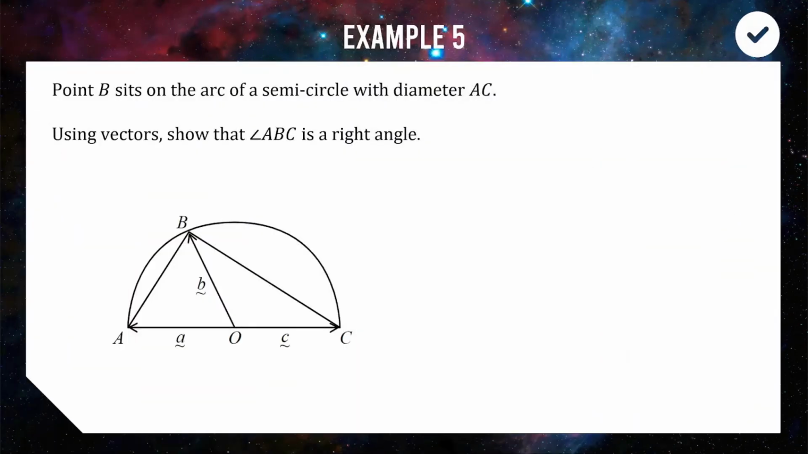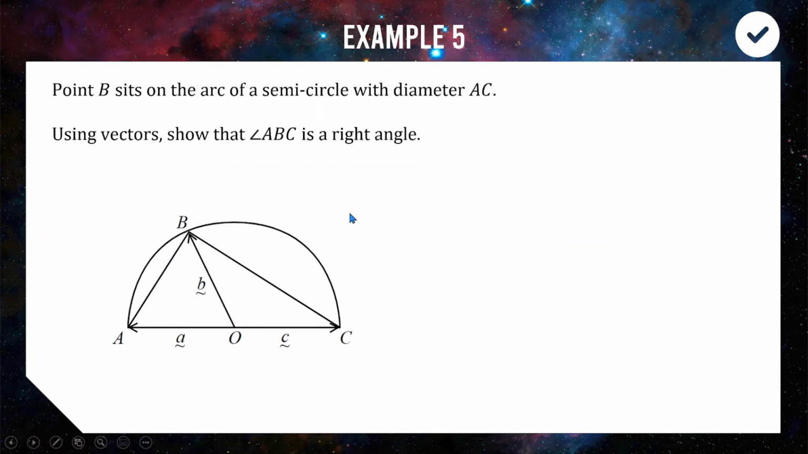Okay, another really cool one. Example 5, we have a point B sitting on the arc of a semicircle with a diameter of AC. Using vectors, we are going to show that ABC is a right angle. So it's a fact of circle geometry that when you draw a triangle inside a semicircle, that triangle will always be right angled. We are going to prove that fact by using vector results, or we're going to try to at least. Okay, some things to note is that A and B and C are all radii of the semicircle, and that A and C are in opposite directions.